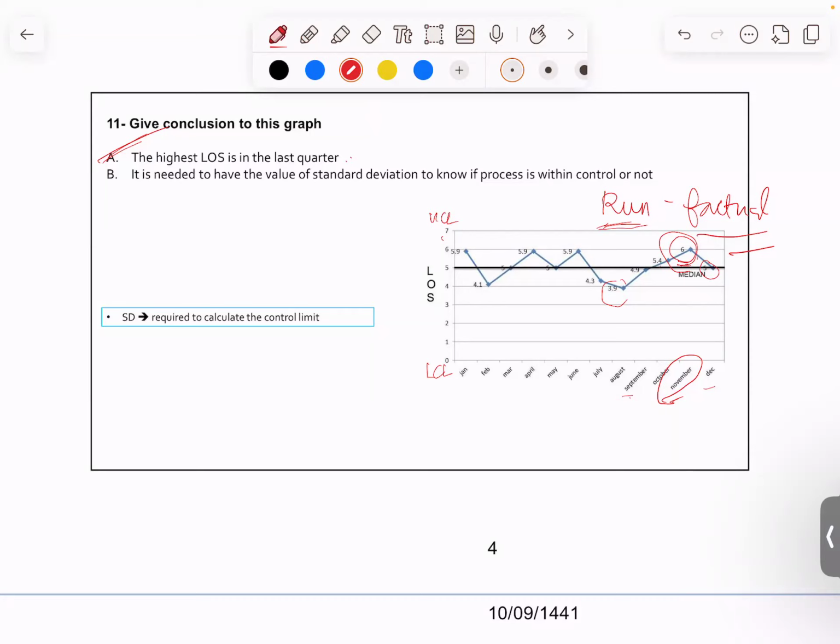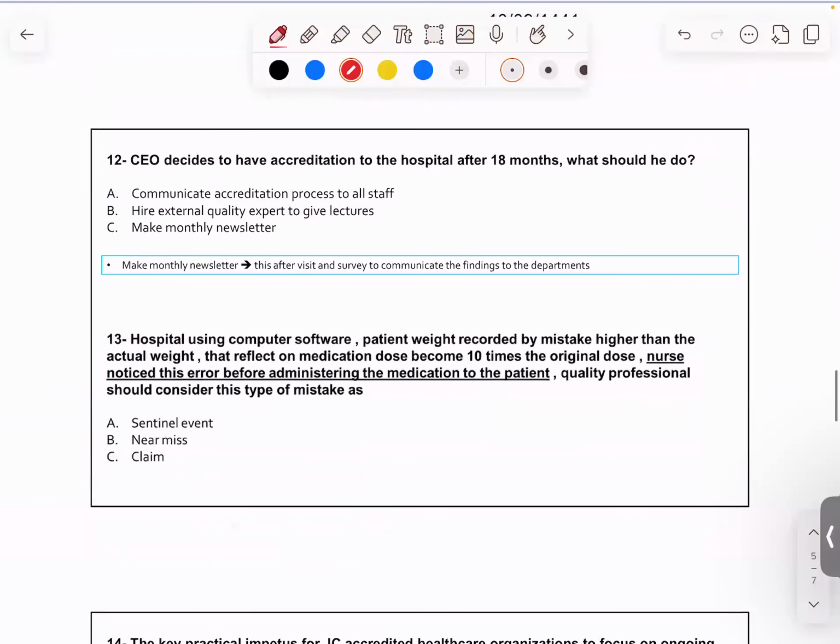Okay, so number 12. CEO decides to have accreditation of the hospital after 18 months. What should he do? A, communicate accreditation process to all staff. B, hire external quality expert to give lectures. C, make monthly newsletter. A. Yes, it's letter A. Very good. Communicate accreditation process to all staff because this establishes clear communication procedures.